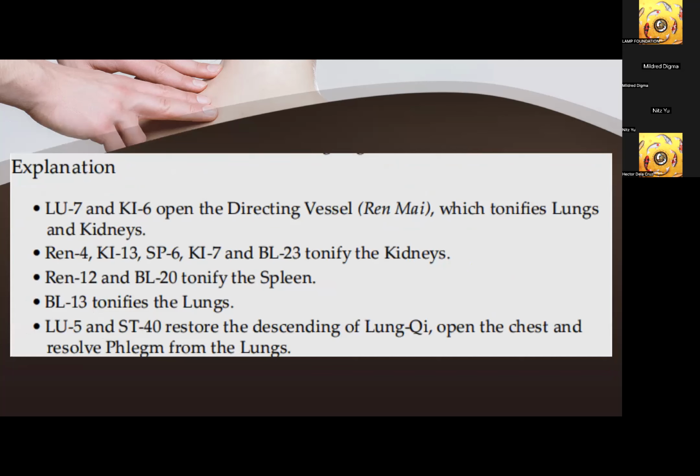Explanation. Lung 7 and kidney 6 open the directing vessel, which is called the ren mai, which tonifies the lung and the kidneys. Okay? Ren 4, kidney 13, spleen 6, kidney 7, and bladder 23 tonify the kidneys. Okay? Ren 12 and bladder 20 tonify the spleen. Bladder 13 tonifies the lungs. Okay? Lung 5 and stomach 40 restore the descending of lung qi, open the chest, and dissolve phlegm from the lung. Okay?